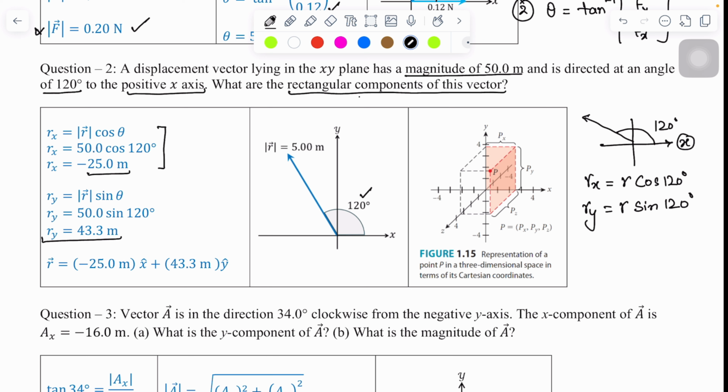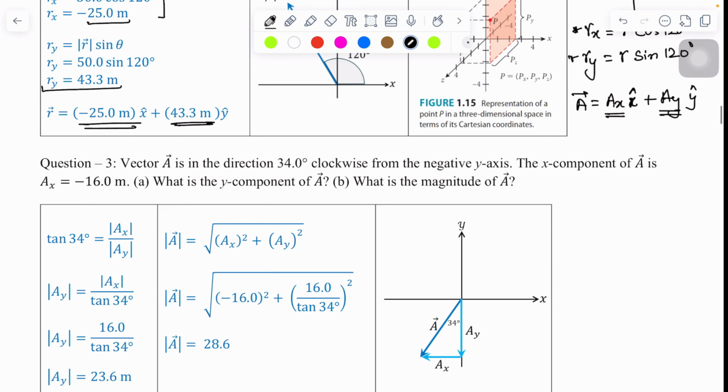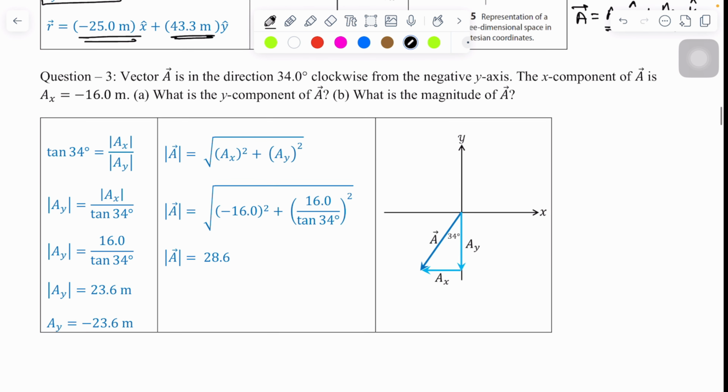So what are you looking for? You are looking for components. Components means, let's say A vector is equal to Ax x cap plus Ay y cap. So you are looking for Ax and Ay. So you find rx, you already found ry. Is it fine? So this is for x-axis, this is for y-axis. Fine. Okay guys, now let's move to question number 3.